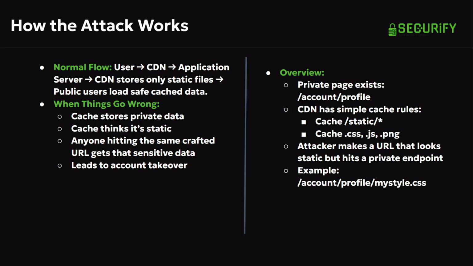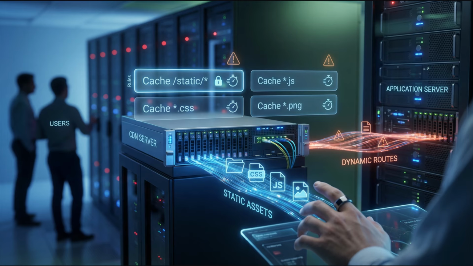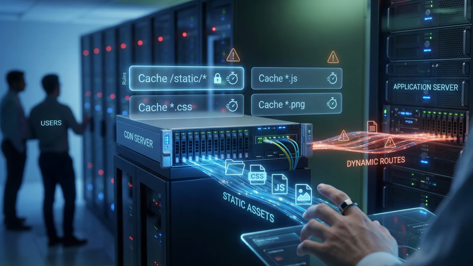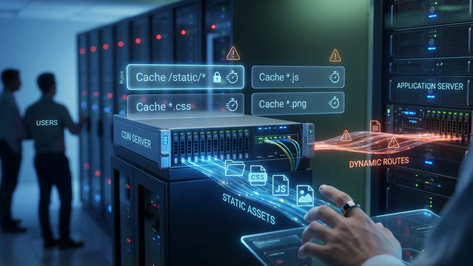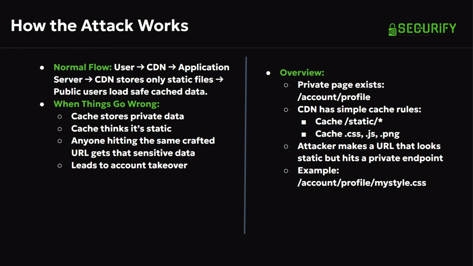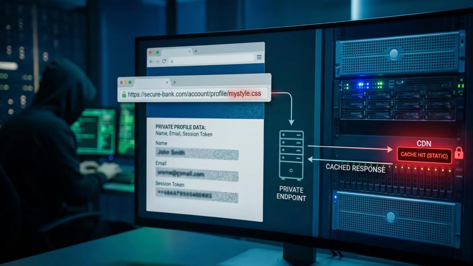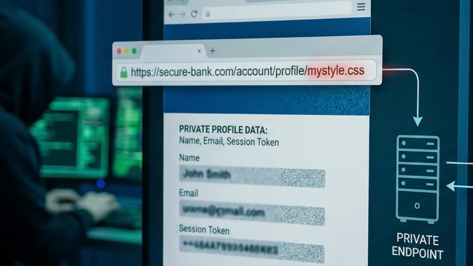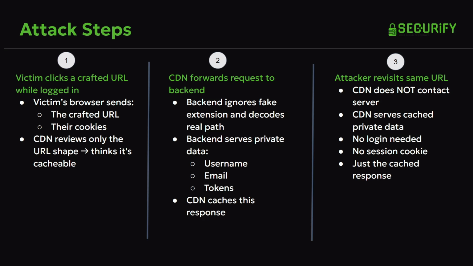Now add a CDN in front of the app. The CDN has simple rules like cache everything under a static folder, or cache any URL that ends in .css, .js, or .png. These rules are made for speed, not for security. The attacker's goal is to make the victim visit a special URL that still reaches the private endpoint but looks like a static file to the CDN. For example, account/profile/mystyle.css.